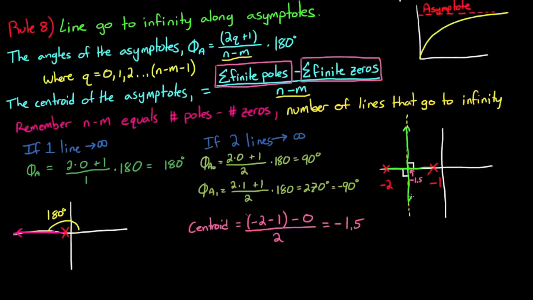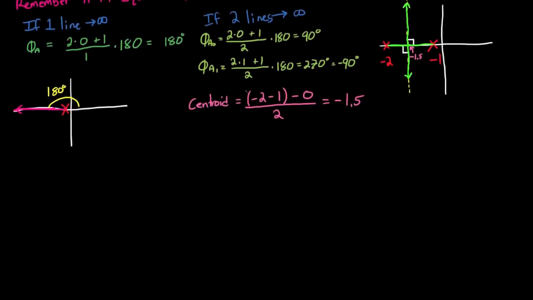But if we added another pole and another zero somewhere off to the left, we would still have two lines going to infinity. So the asymptotes would still be at 90 degrees and minus 90, but those extra poles and zeros would shift the centroid in one direction or the other.